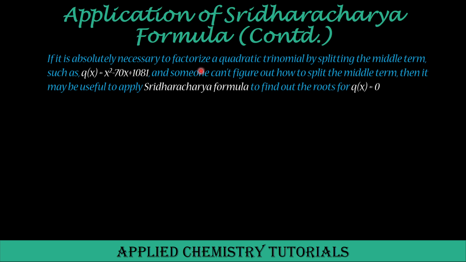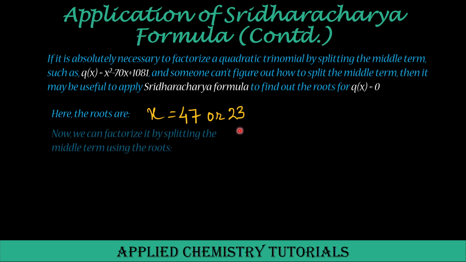Now if it is absolutely necessary to factorize a quadratic trinomial by splitting the middle term, such as q(x) = x² - 70x + 1081, as we have mentioned in our previous problem, and someone can't figure out how to split the middle term, then it may be useful to apply the Sridharacharya formula to find the roots for q(x) = 0. We just found the roots for q(x) = 0, which are x = 47 and 23. So now we can factorize it by splitting the middle term using the roots.